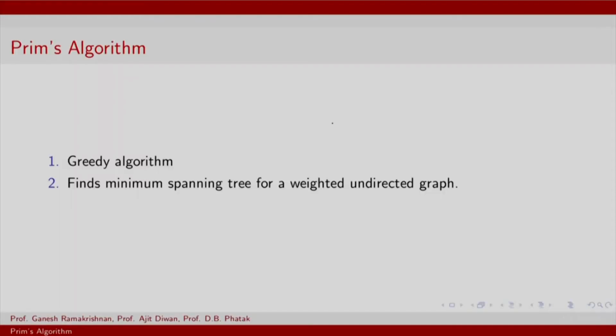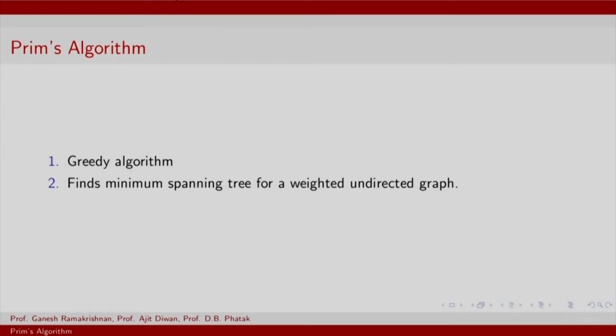A tree is basically a subgraph which spans all the vertices of the original graph, but using only a subset of the edges in such a way that there is no resultant cycle. We will discuss Prim's algorithm for finding a spanning tree for a graph.